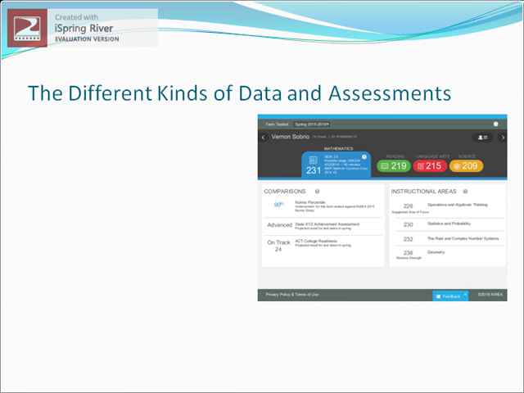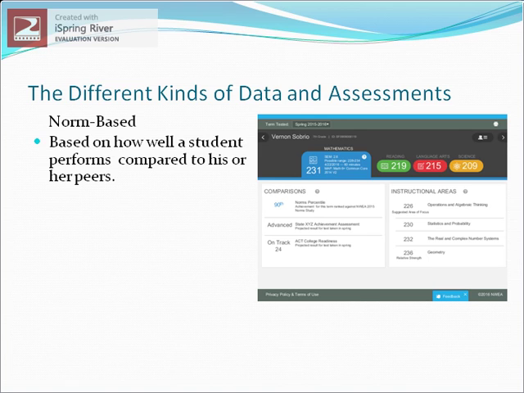The first trait was that a data literate teacher knows what the different kinds of data assessments are. There are lots of different kinds of data, but for the purposes of this video, I'm just going to be talking about the two basic kinds of data that you would have in a test. The first type is norm-based data. Norm-based data is data based on how well a student compares to his or her peers.